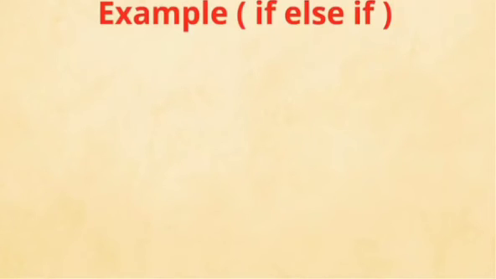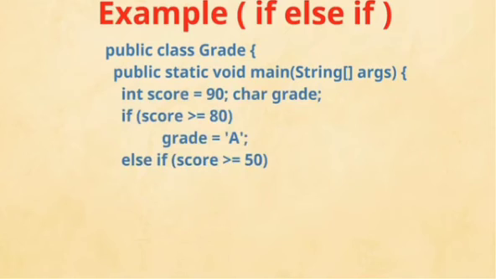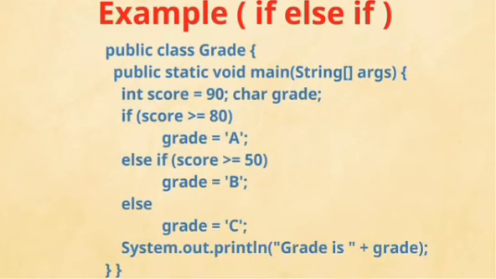Now we can discuss one example. Say, find out the grade of the students. See here, int score is equal to 90. If score is greater than or equal to 80, grade A. If the first condition is true, then move to the last section, System.out.println, grade is A. In case the condition is false, move to the next condition. Else if score is greater than or equal to 50, grade B. Likewise.